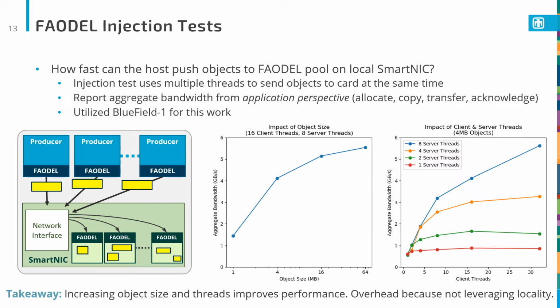It is important to note that the scale on the bandwidth axis only goes up to 6 gigabytes per second, while the underlying network is capable of double that bandwidth. While some of this performance loss can be attributed to the performance limitations of the ARM processors, we believe that most of this drop is due to the fact that Feodal is not taking advantage of locality in these transfers. We are currently investigating ways to improve the rate at which we can transfer data to the local card.